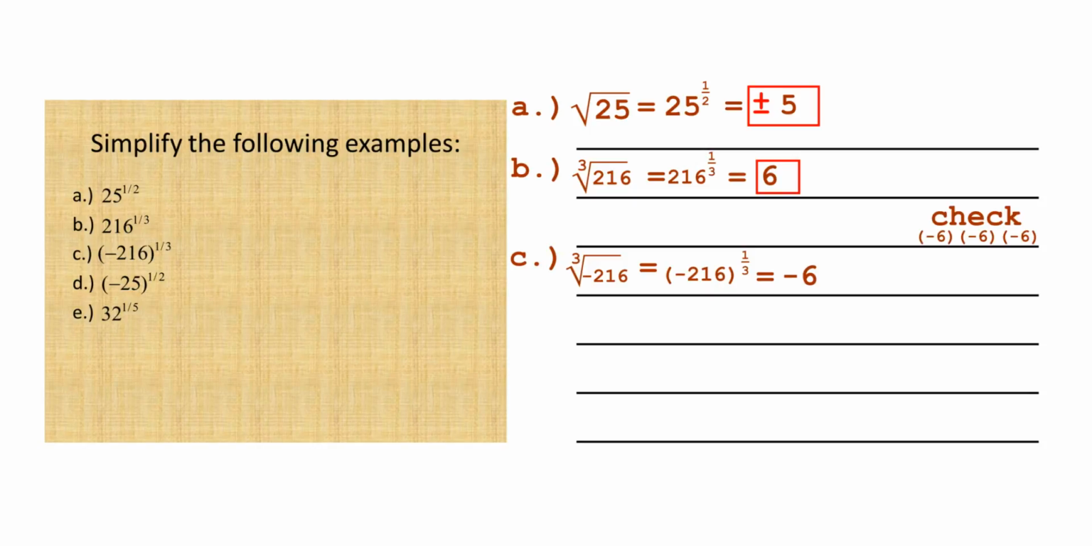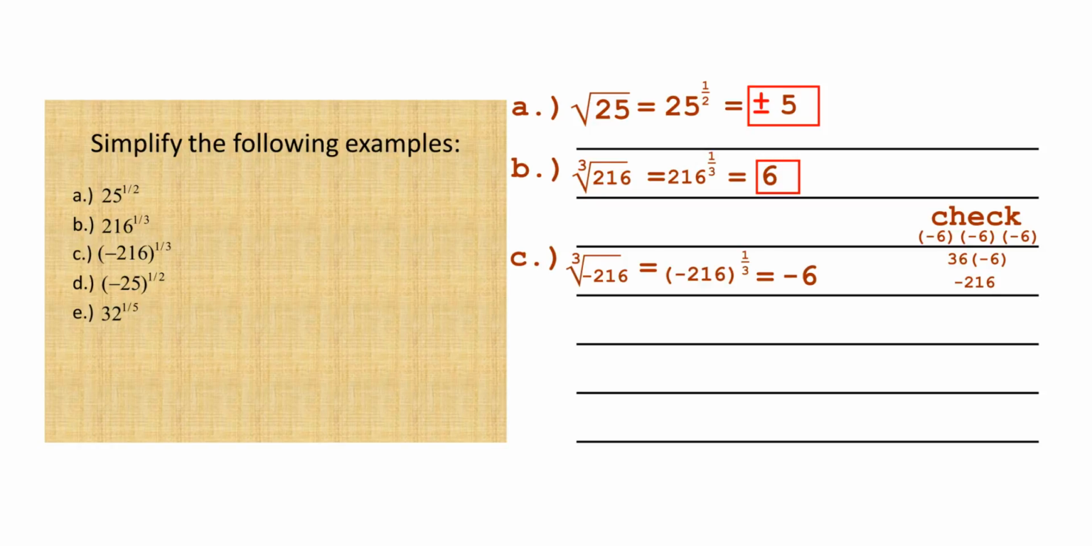Let's do a quick check. We have 3 6's that are negative. Negative times a negative times a negative. Or 6 times 6 is 36. Negative times a negative is a positive 36. There we go. 36 times 6 will give us 216. We know that. But now positive times a negative gives us a negative.